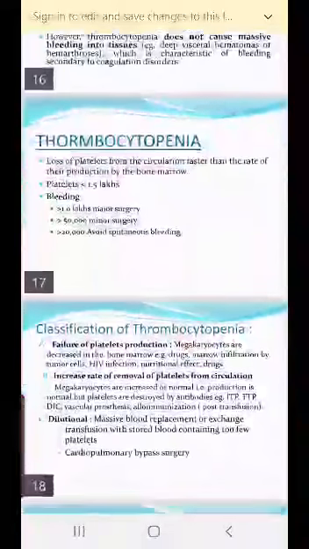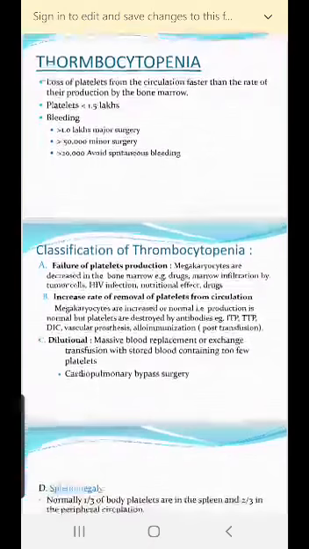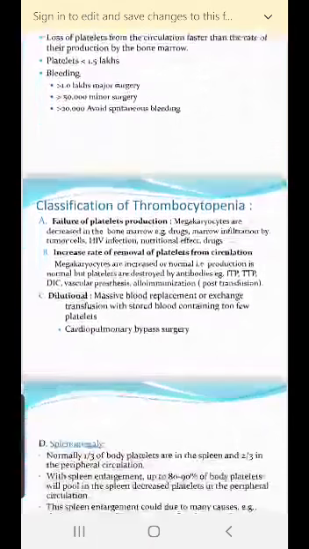And if it is less than 20,000, it is an acute emergency. So you have to infuse the platelets into that patient, otherwise a sudden hemorrhage or bleeding can happen even in the brain, which can lead to hematoma formation and even brain death. Okay, so a decrease in the number of platelets is called thrombocytopenia.